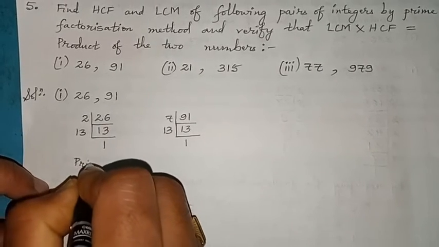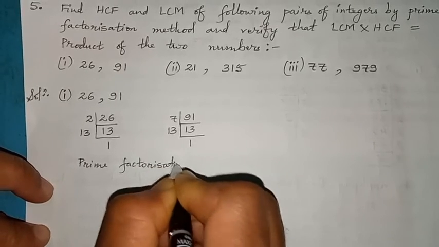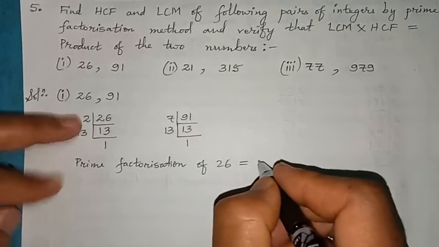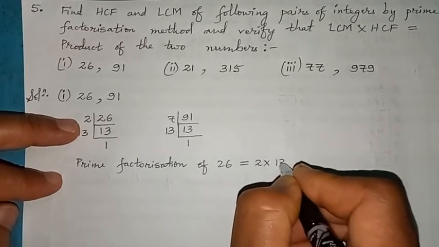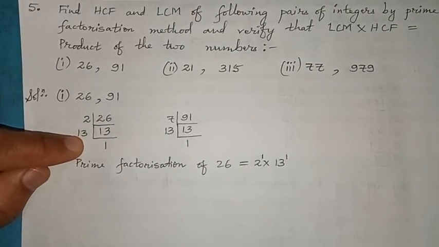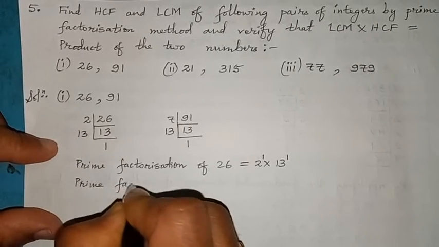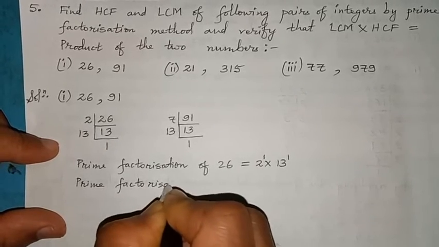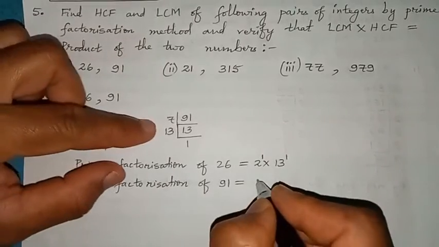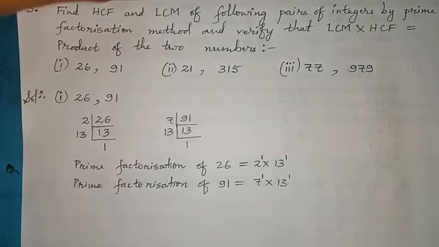So we got prime factorization of 26 equal to what you got? 2 into 13. And 2 is only one time and 13 also only one time. So write the power, okay, 1 1. Now we'll write prime factorization of 91. 91 is what? 7 into 13. 7 also only one time and 13 also one time. So write in power notation, okay.